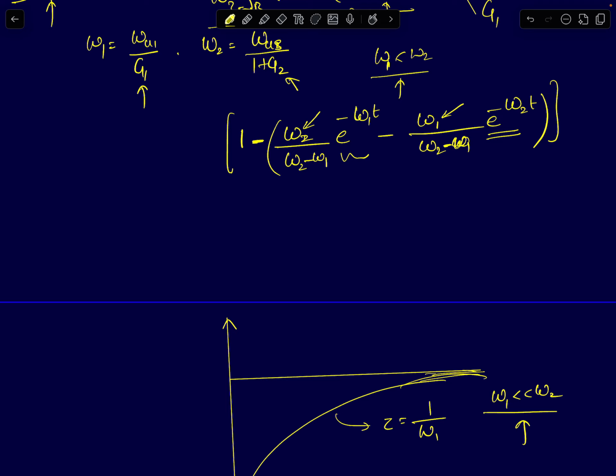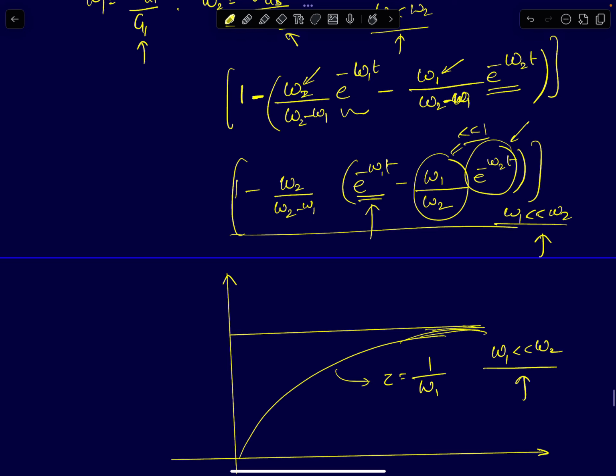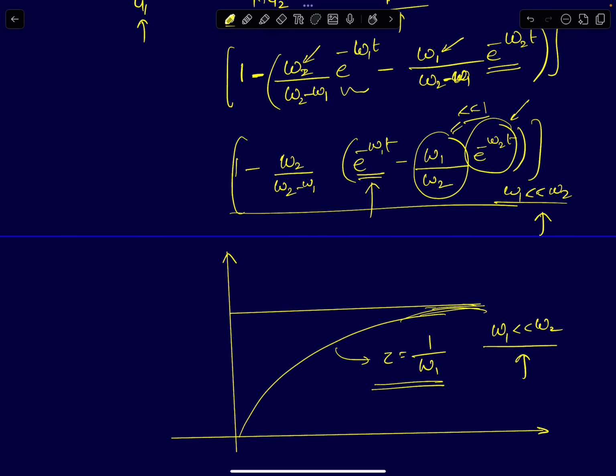What does this mean? Let me take this term omega 2 upon omega 2 minus omega 1 common out, then I'll be left with 1 minus omega 1 upon omega 2 times e power minus omega 2 t. See, this term will be much smaller than 1 if omega 1 is much smaller than omega 2. So the exponential due to the second pole is almost negligible, so you can ignore it. You can treat it like a single pole system which is going to exponentially rise with a time constant 1 by omega 1. That's all I meant.